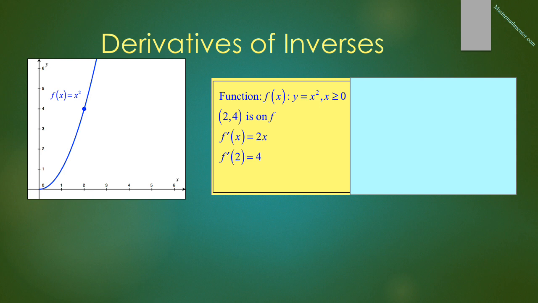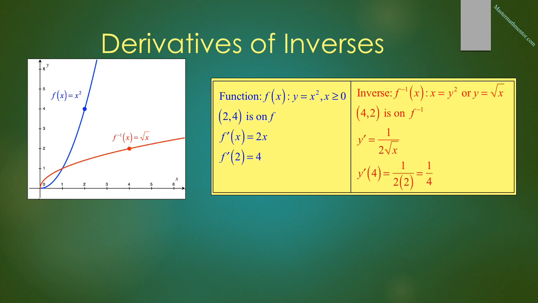Suppose we have the function f of x, y equals x squared, as shown on the graph. The point (2, 4) is on the graph of f. If we take the derivative, we get 2x. So the slope of the tangent line, or the derivative at 2, is equal to 4.